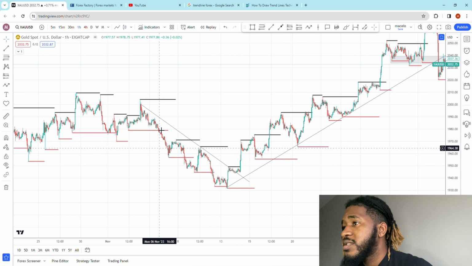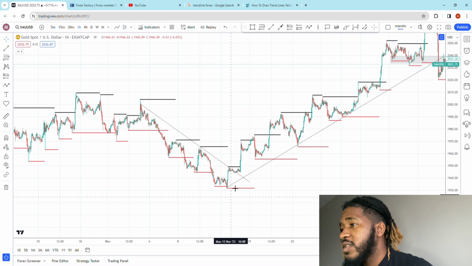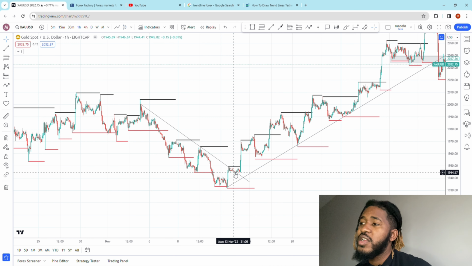Watch your impulse, pull back, drop, touch on the trend line. So what, two touches right there. You want to drop. The next touch was consolidation. So this was a nice trend line.